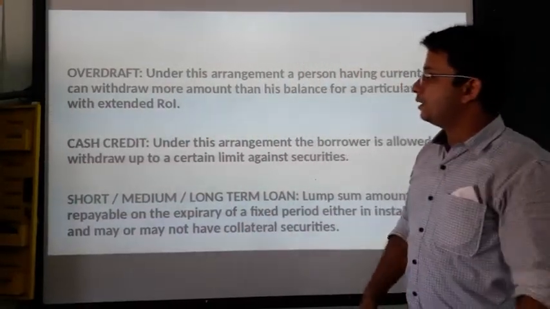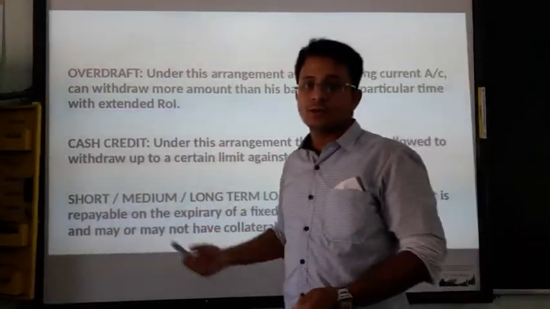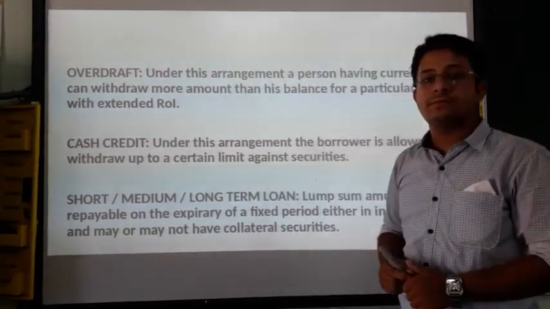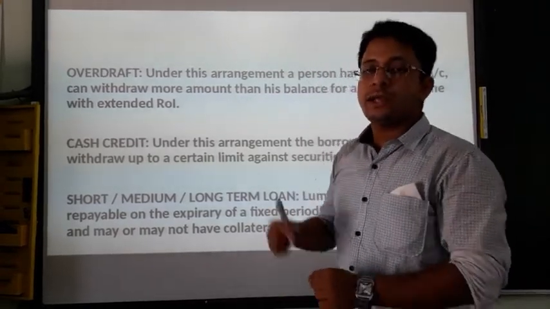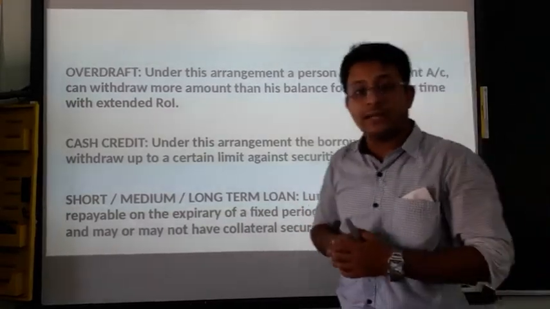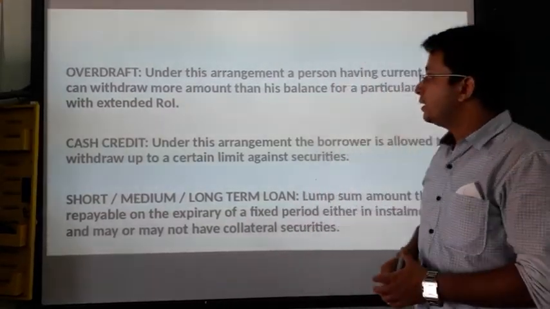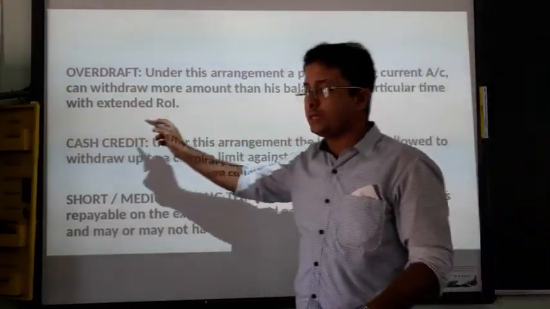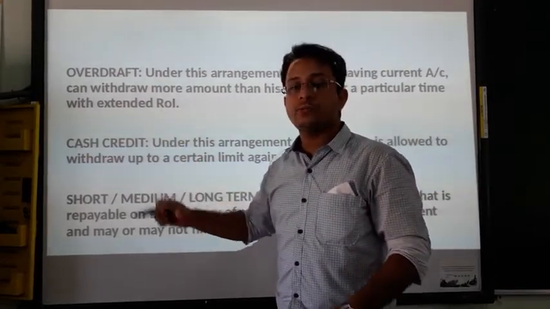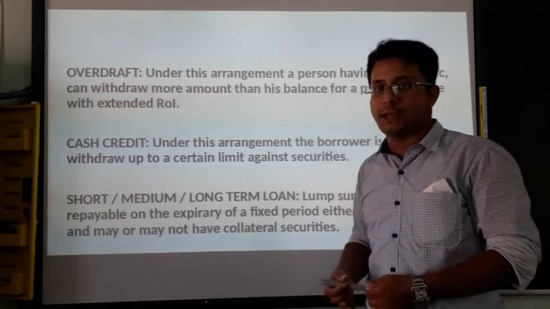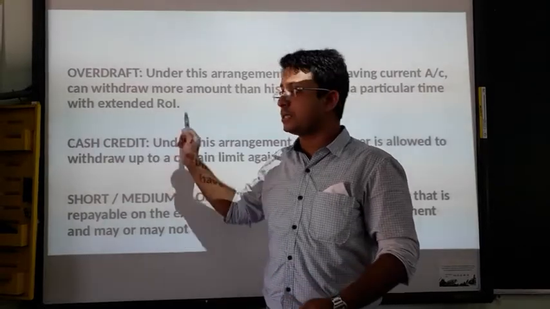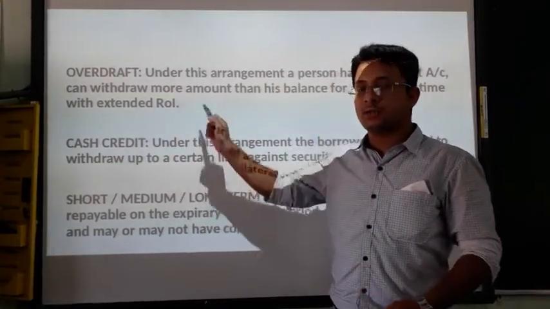Now, in the next slide, these are various other services that the bank provides. Number one, overdrafts. Overdraft is meant for current account holders. Under overdraft facilities we are able to draw more than the credit balance that we have in our account. Here we need to pay an extended rate of interest, which will be more than the interest on a loan from the bank. This facility is not available for savings bank account holders. It is only for current account holders.